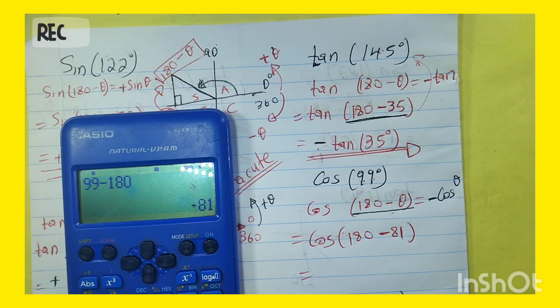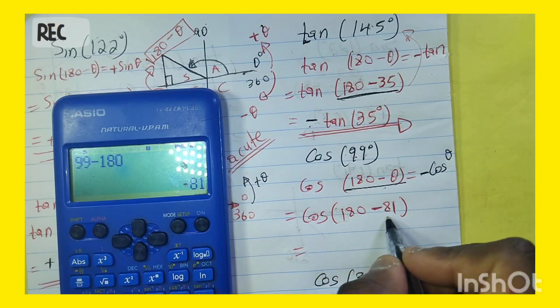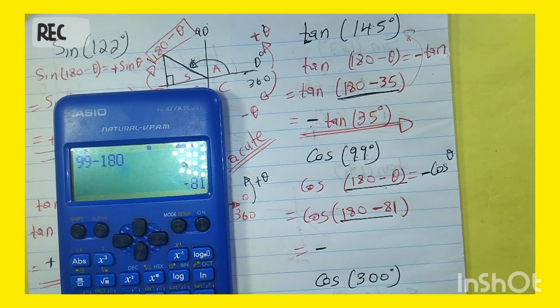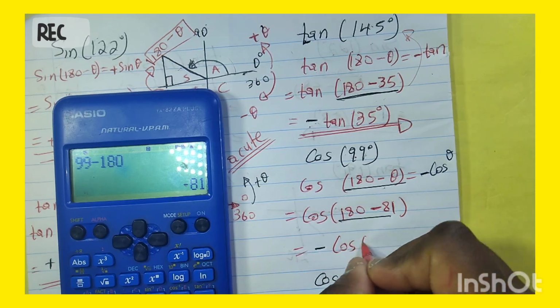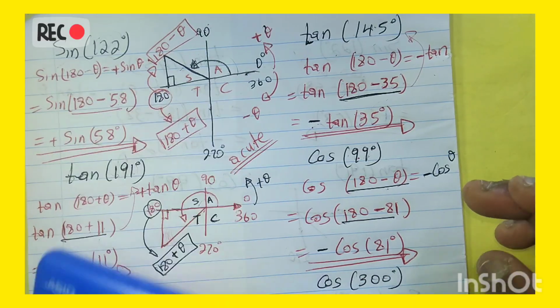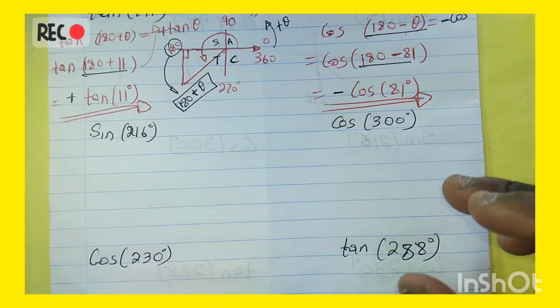Do you see? So now I will apply this here. This is a position in the second quadrant, and cos there is negative, and now I can reduce the angle. Leave your answer like this then.